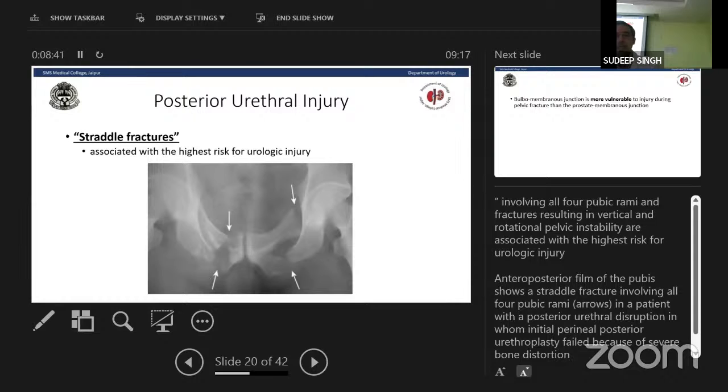This image shows the anteroposterior film of the pelvis of a straddle fracture involving all the 4 pubic rami, in a patient with posterior urethral disruption, in whom initial perineal posterior urethroplasty failed because there was severe bone distortion.